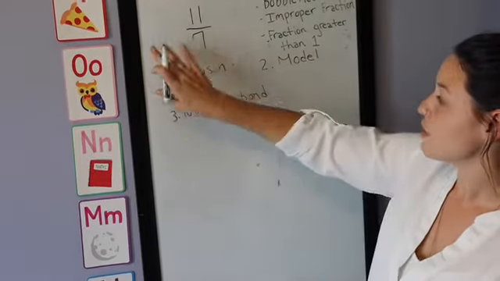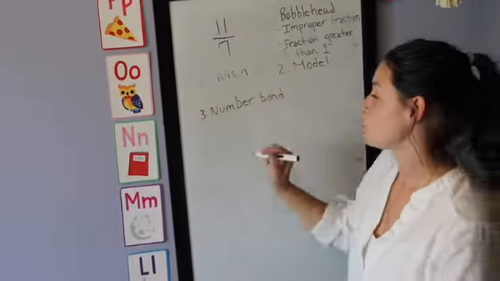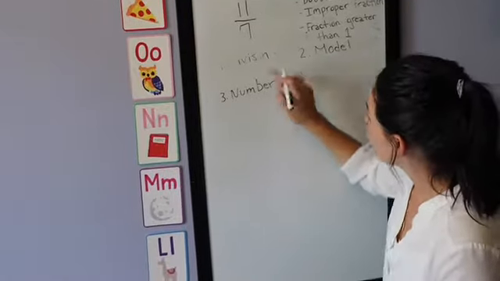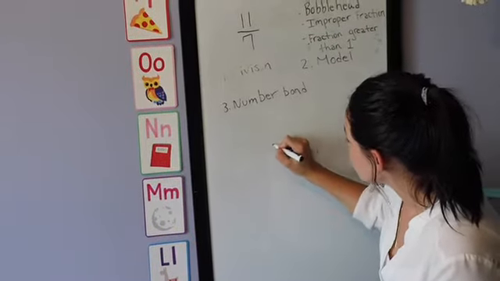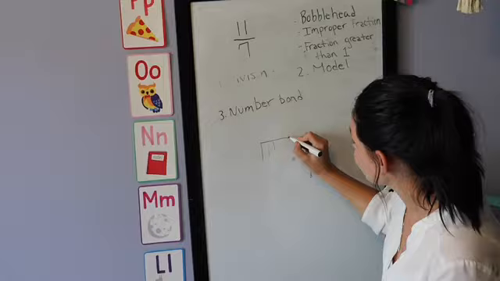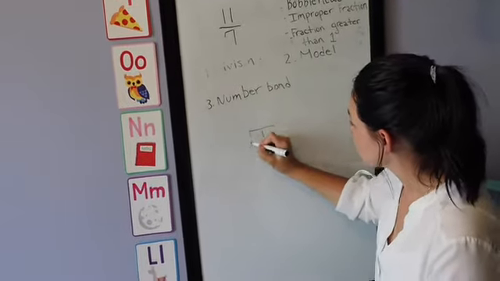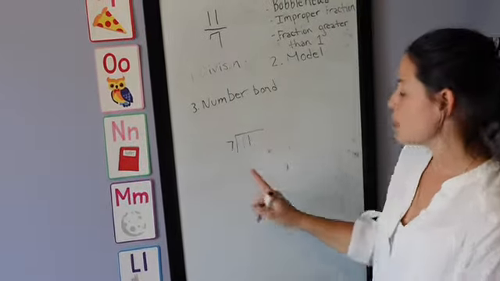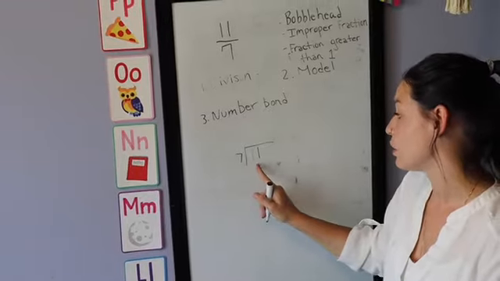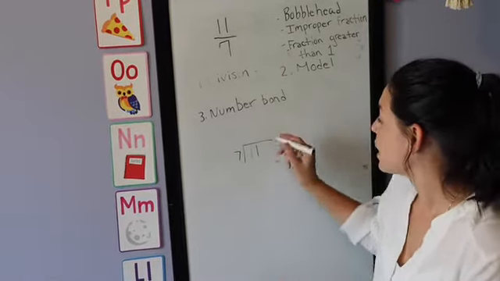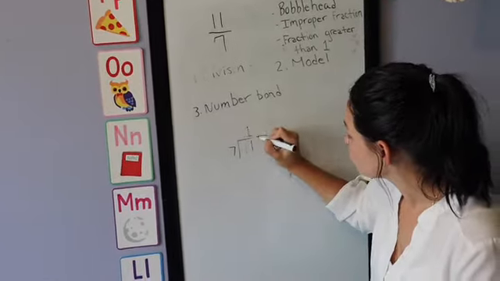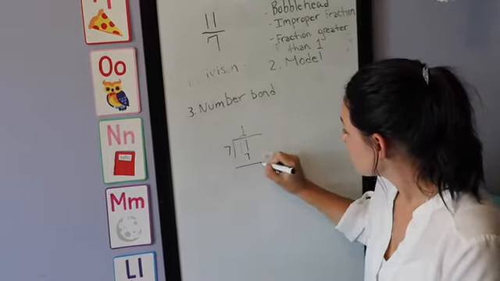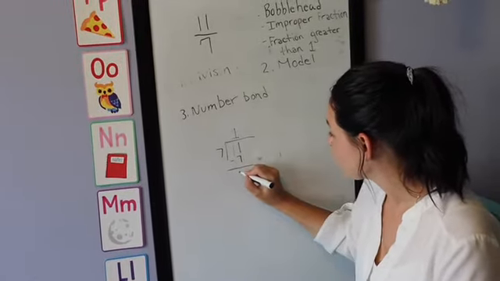So we're going to use 11/7 and we're going to do division first. So our numerator goes on the inside. Our denominator goes on the outside. So now we think, how many times can 7 go into 11? And that is 1. So we subtract 7 from 11 and we get 4.